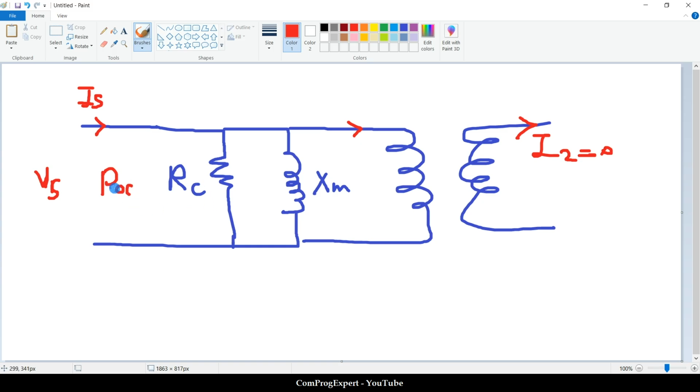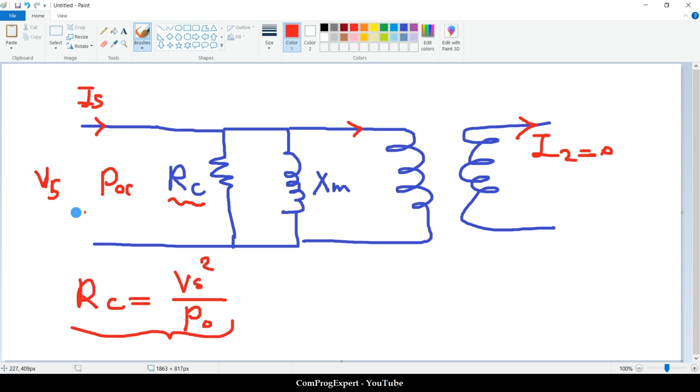So what is the value of the RC? We can calculate it using this equation. RC is equal to V source to the power 2 divided by P0, right? The current of the RC is in the same phase as the voltage. So we can write this equation.